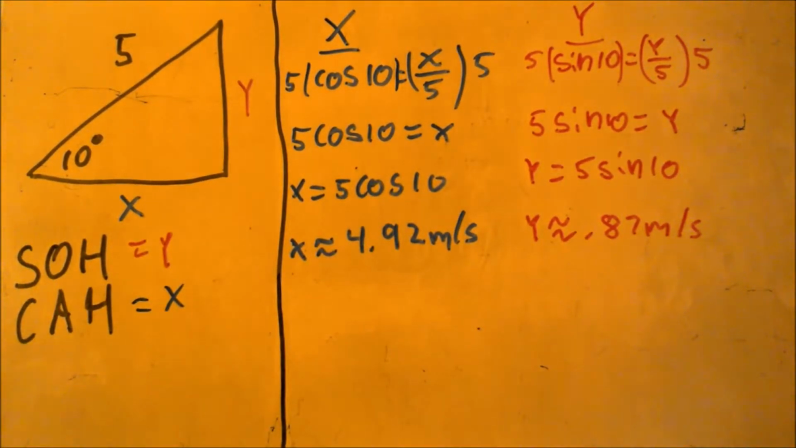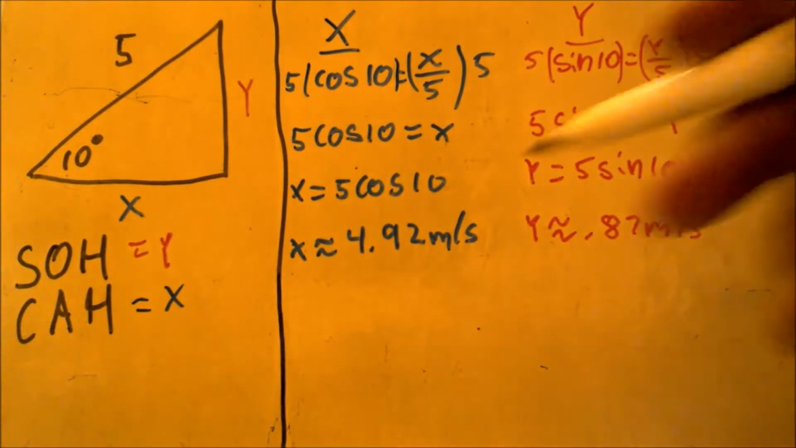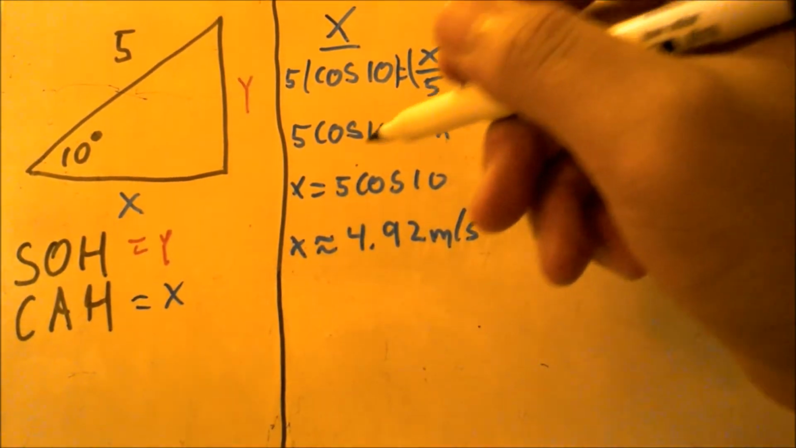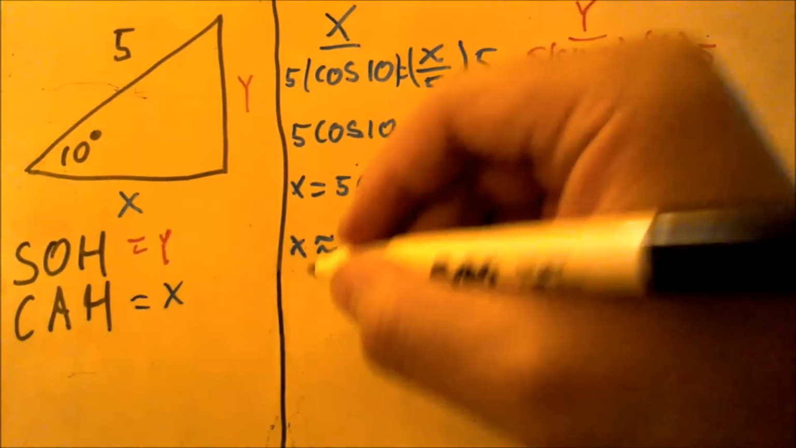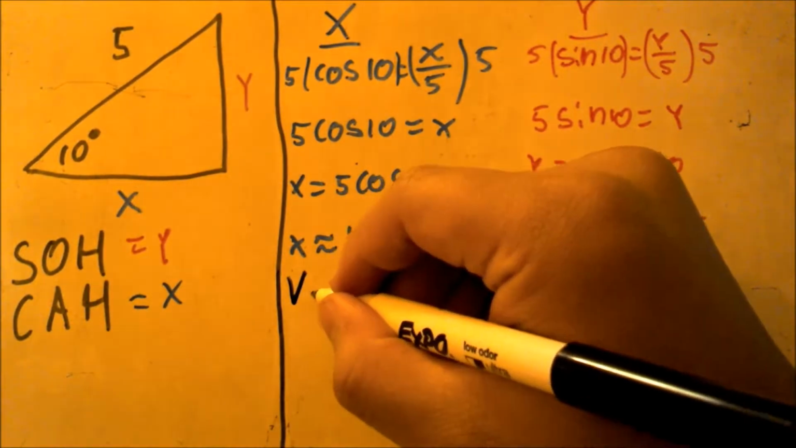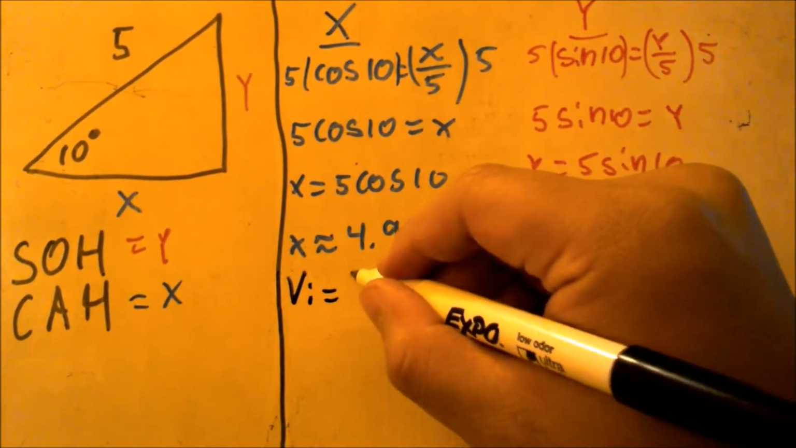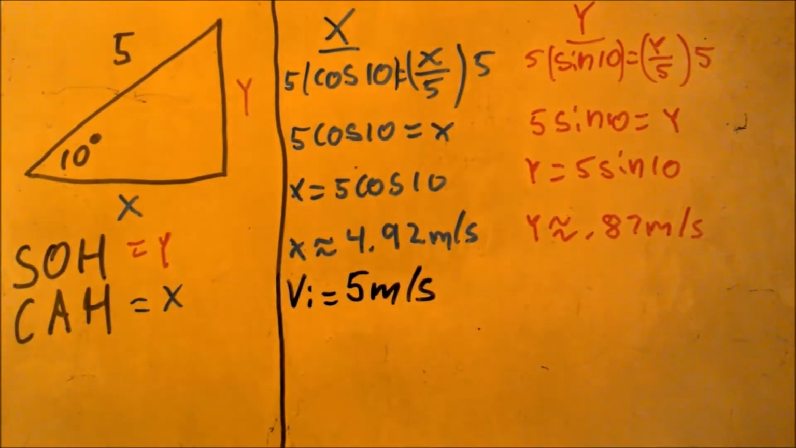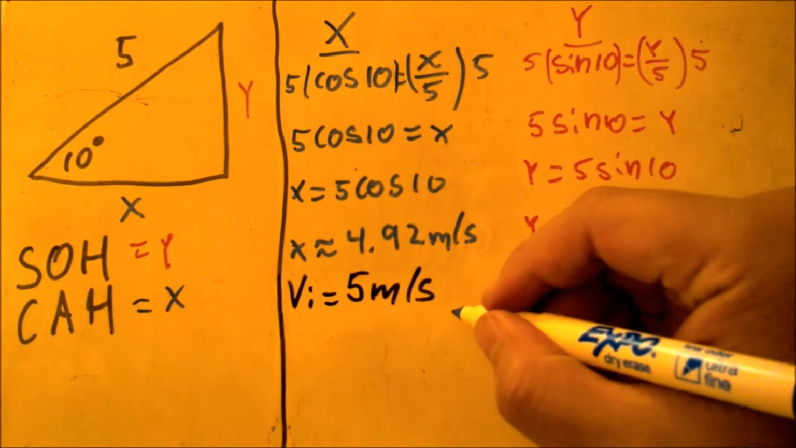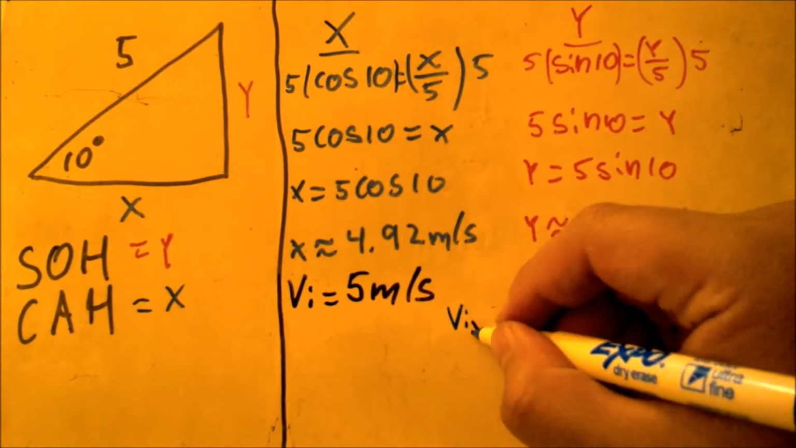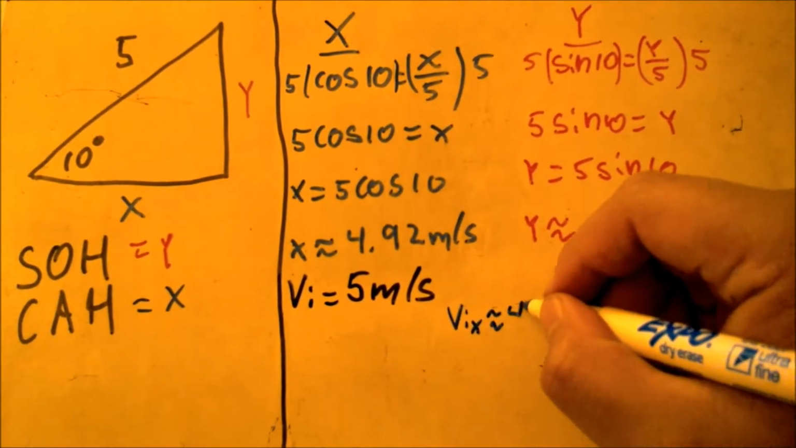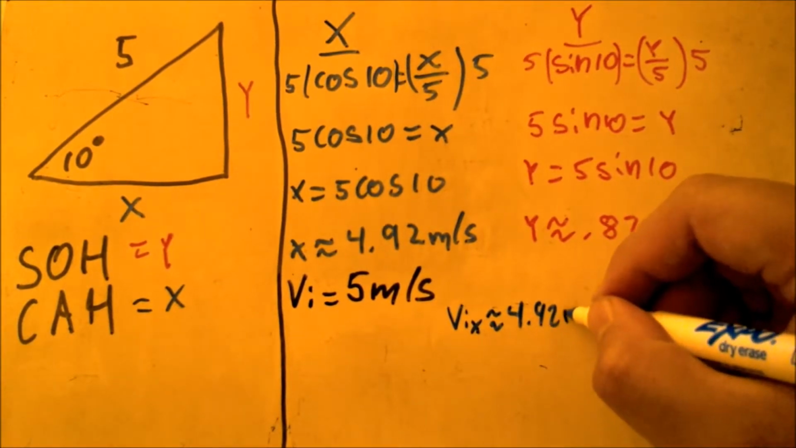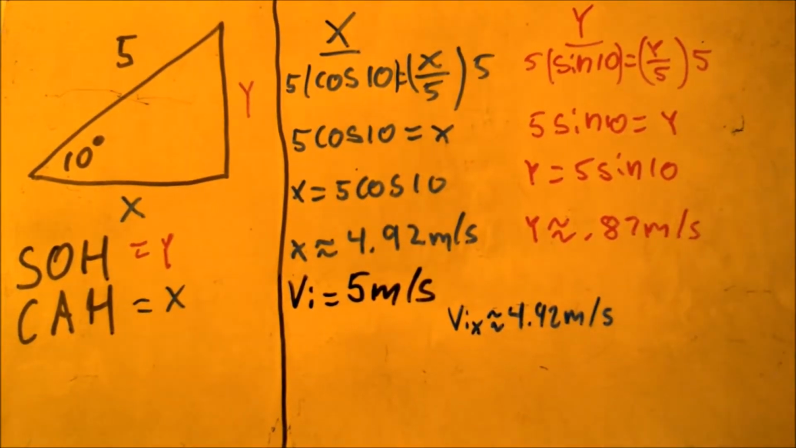Okay, the reason we know it's meters per second is because velocity initial was 5 meters per second. So we divided it into the x and y components. And so x velocity initial is 4.92 meters per second. And initial velocity for y is 0.87 meters per second.